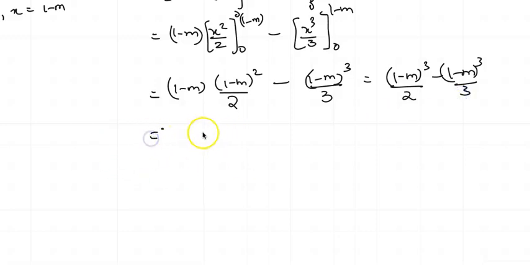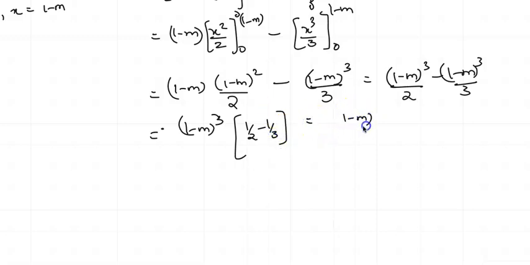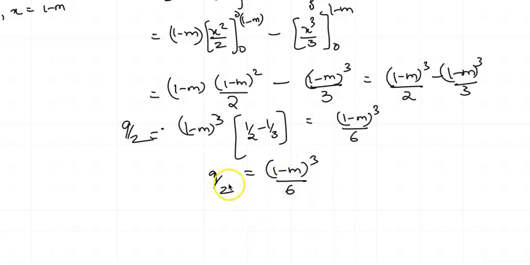So taking (1 minus m) whole cube common outside, this will be 1 by 2 minus 1 by 3, so that will be 1 by 6. So (1 minus m) whole cube by 6. Then the left hand side is 9/2. We already have this. So 9/2 equals (1 minus m) whole cube by 6. So it gets cancelled here.